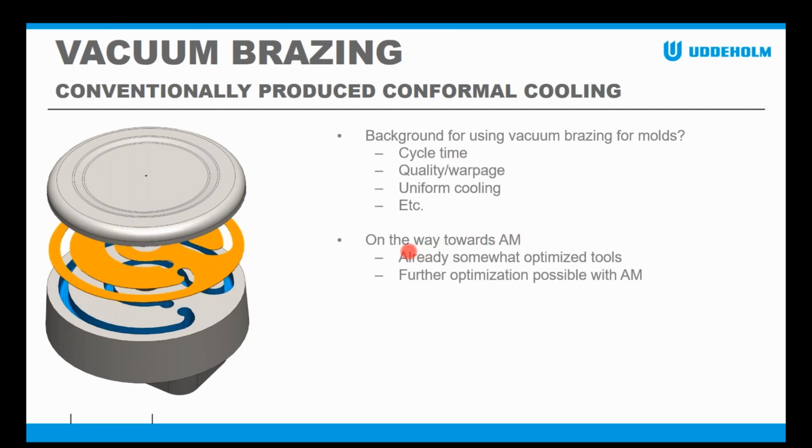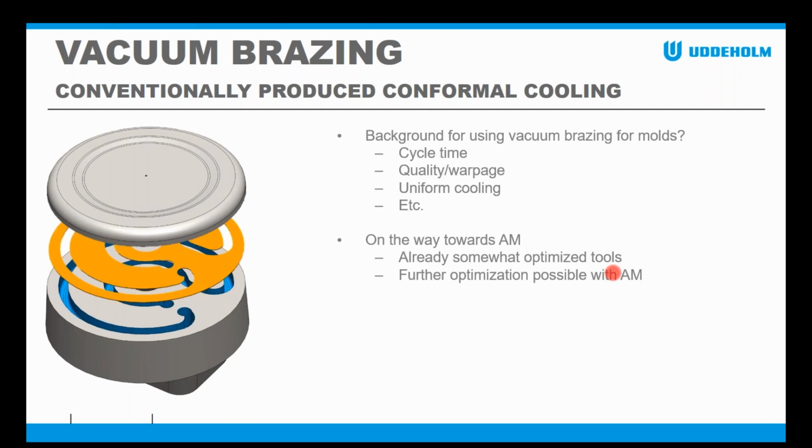Another positive thing is that if you're using a vacuum brazed tool, then you probably have done some sort of simulation, or at least optimized the cooling of the tool in some way. So if you're lucky, then you can print it straight away and it will work really well. Or you can optimize it even further with additive manufacturing. And I will show you a customer case on this later on.